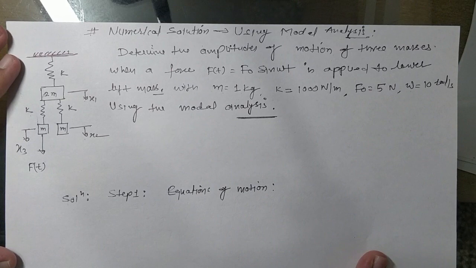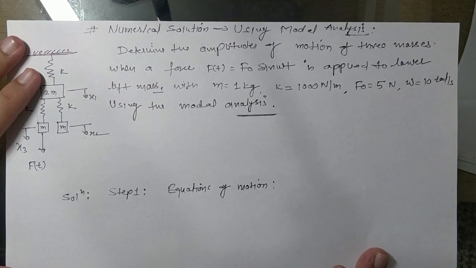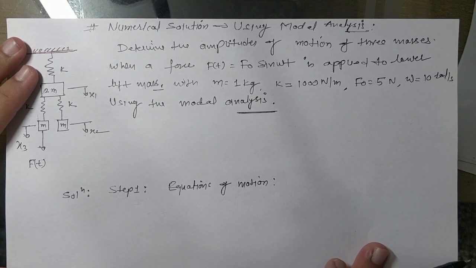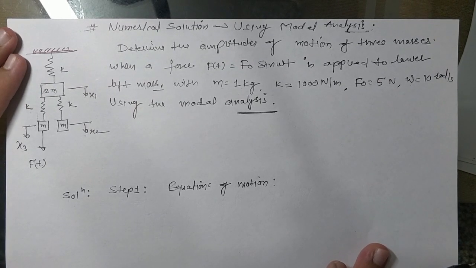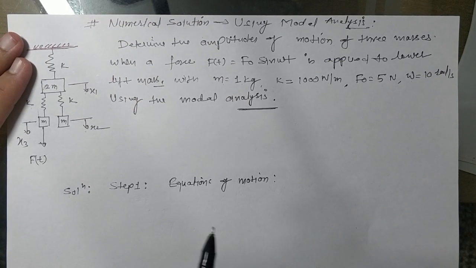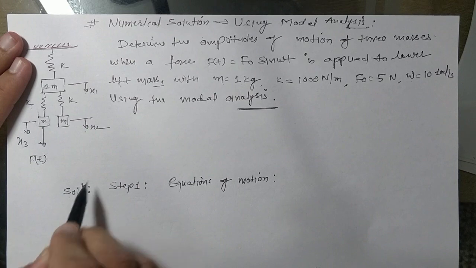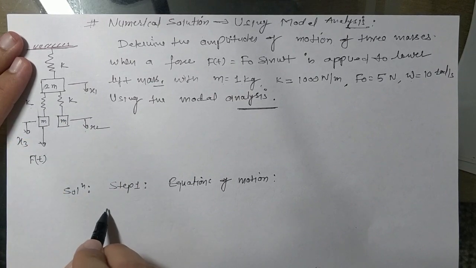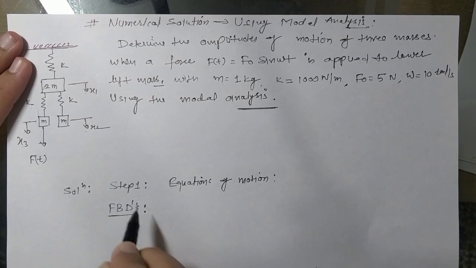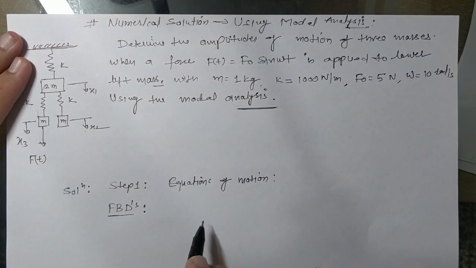As we discussed in the last lecture, the first step is to develop the equation of motion. The equation of motion can be developed using the free body diagram, and then we apply the force equilibrium approach. First of all, we'll draw the free body diagrams of all three masses. So the FBD for the 2m mass.